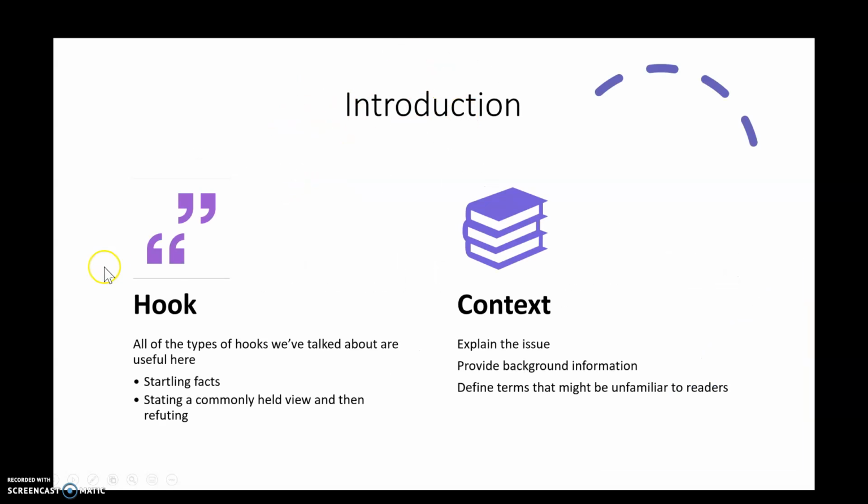For the introduction, all the types of hooks we've talked about are useful here, but a couple that are particularly useful are startling facts, because that already shows that you've done your research and it stimulates the reader's sense of curiosity to propel them forward, and stating a commonly held view and then refuting it.